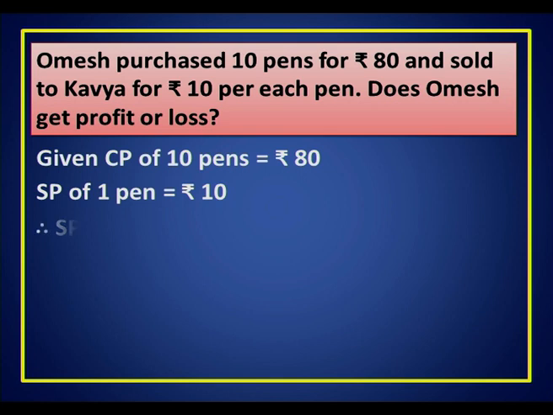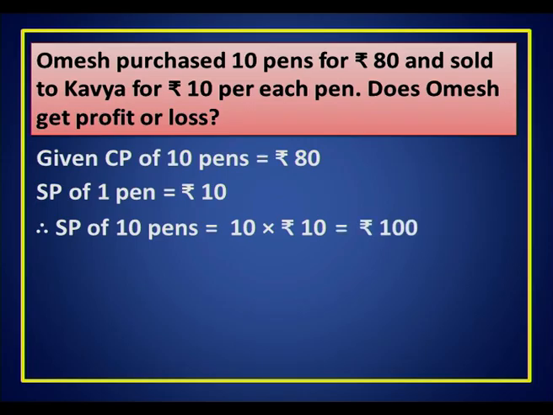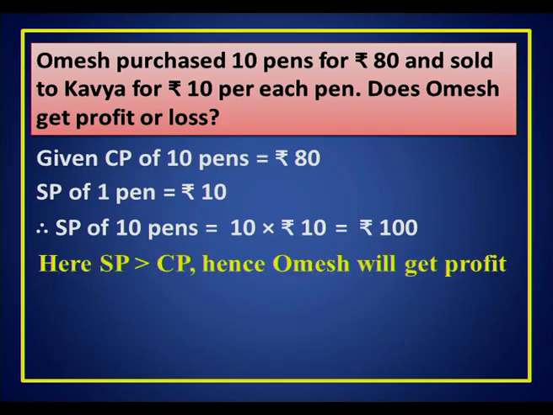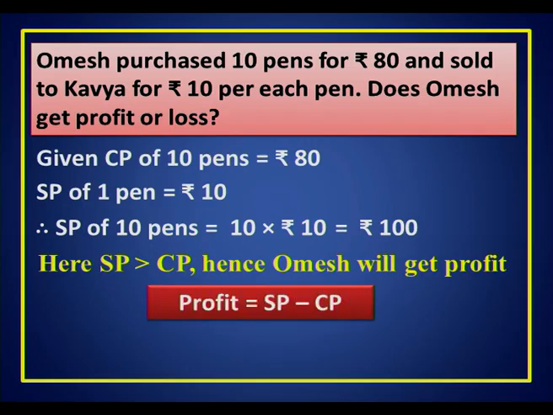And what is the SP of 1 pen? That is 10 rupees. Now, what will be the SP of 10 pens children? Yes, 10 into 10 rupees which is 100 rupees. So, the selling price of 10 pens is 100 rupees. Now, let us compare these, that is selling price and cost price. We see that selling price is more than the cost price, hence Umesh will get profit. So, what is the formula to find profit children? Yes, it is SP minus CP.